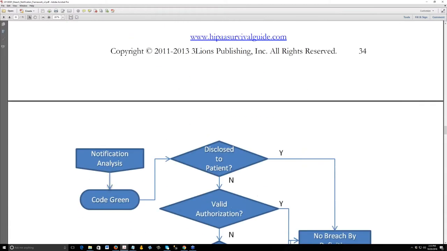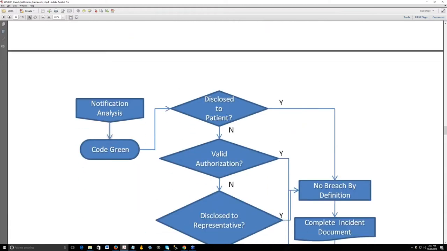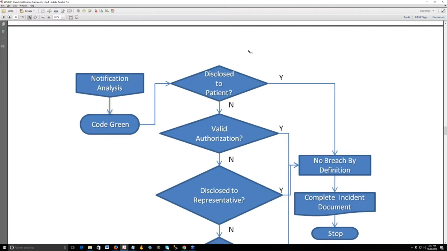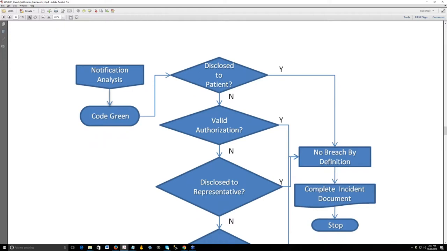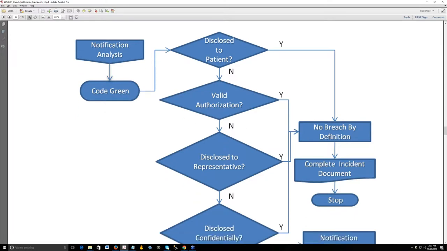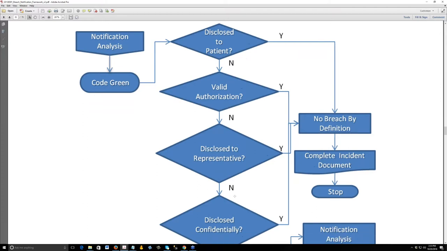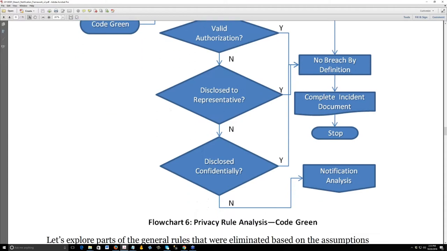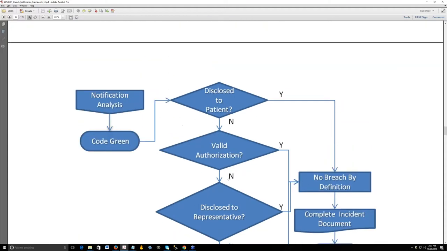But you start at 164.502, and you go down the general rule, and you keep saying, hey, was the PHI disclosed to the patient? If yes, that's okay, because the patient can see PHI. Was there a valid authorization? Yes, okay, we're good. Was it disclosed to a legal representative? Yep. We're good, right? You're done. Was it disclosed confidentially? Yep, you're still good, right?